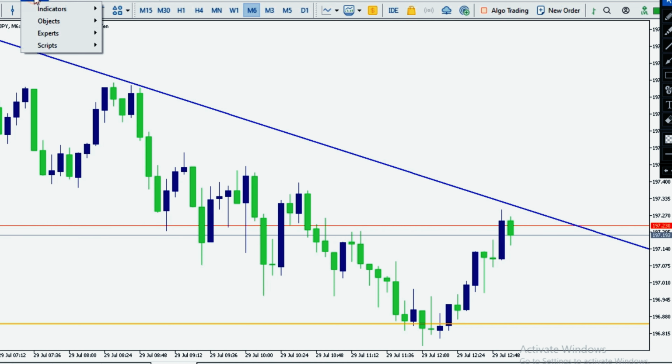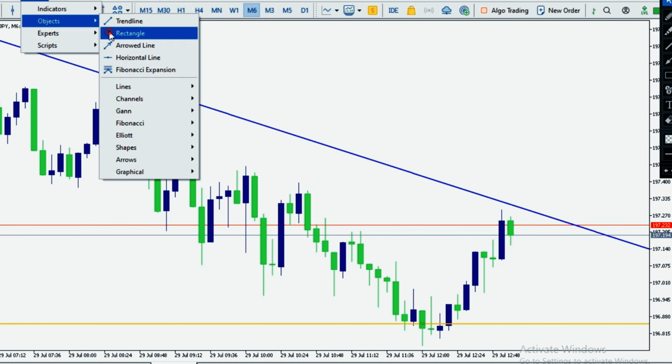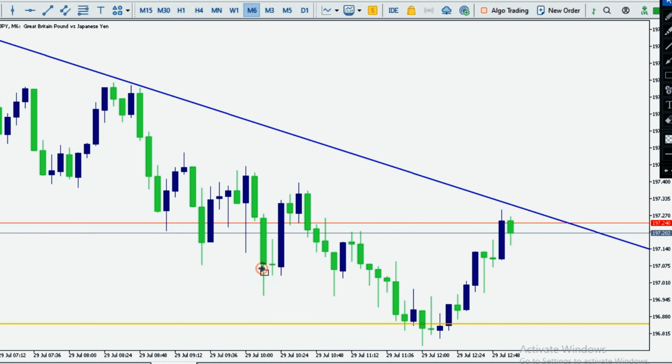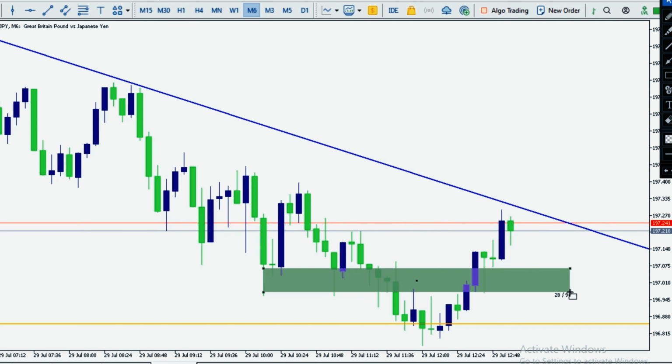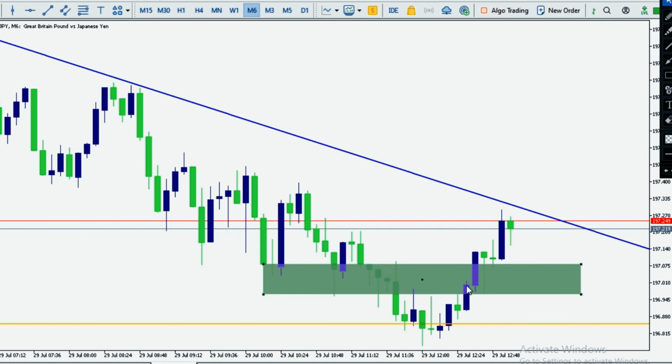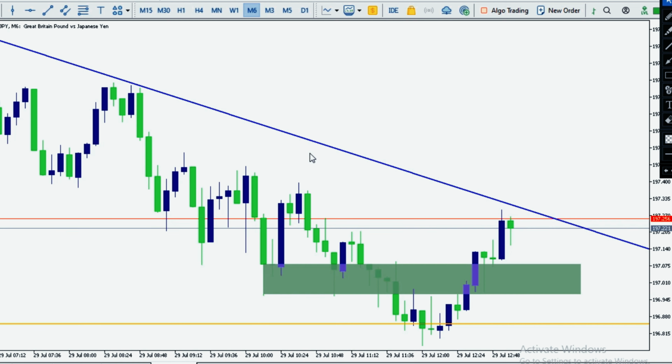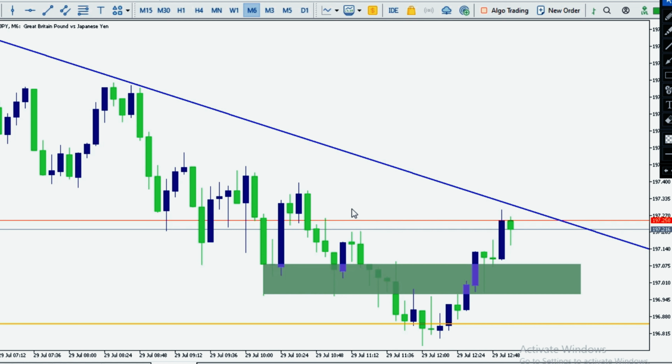So the levels I'll be using to enter this trade would be this recent level, if the market happens to pull back to it, right? Why did I put this level? This is a very strong support. Why? Because it has been rejected multiple times.